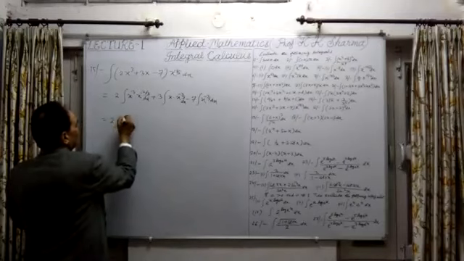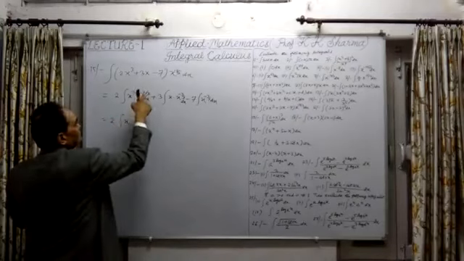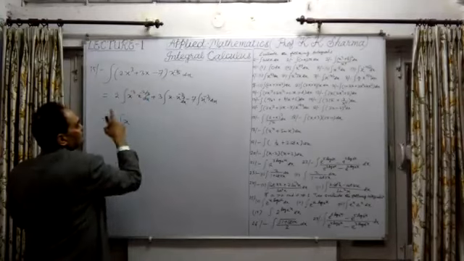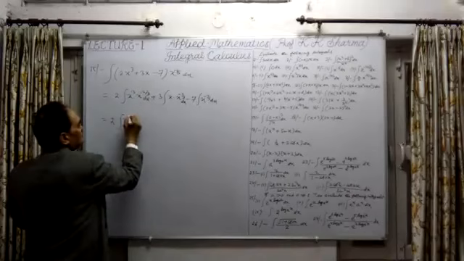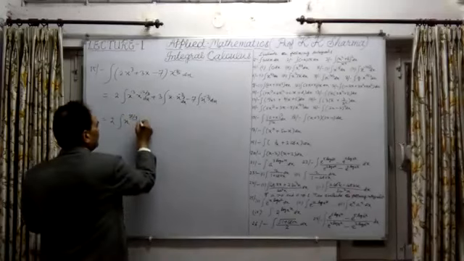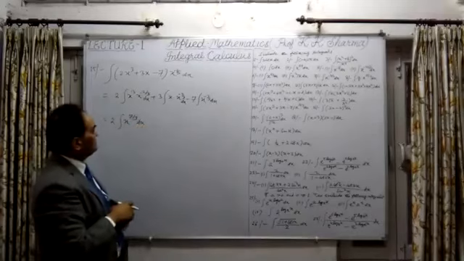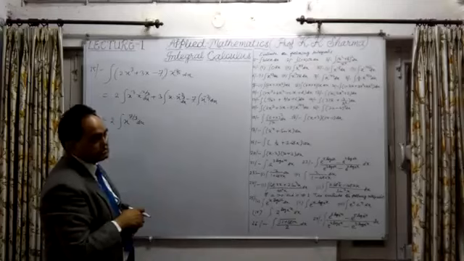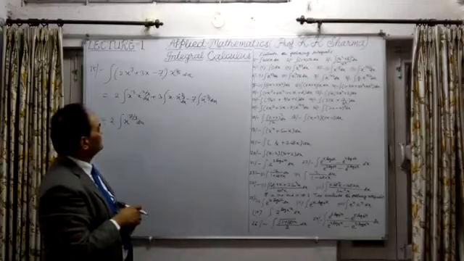So this is 2 into x raised to power minus 2 by 3 plus 3. That means 3 is 9, minus 2, 7 by 3. Power is 7 by 3. Why? Because 3 minus 2 by 3 — 3 is 9, 9 minus 2 means 7 by 3.